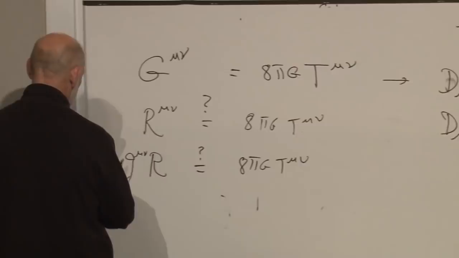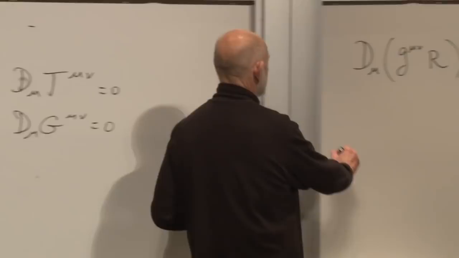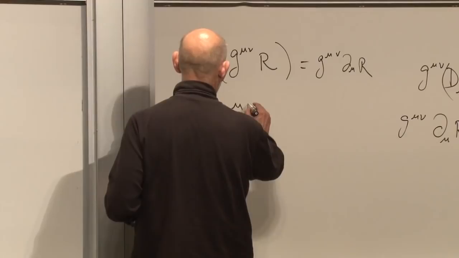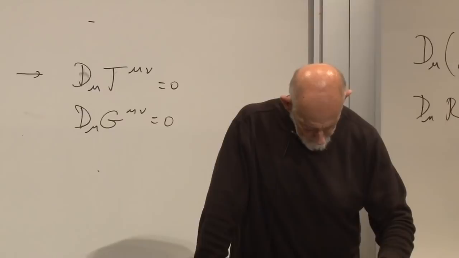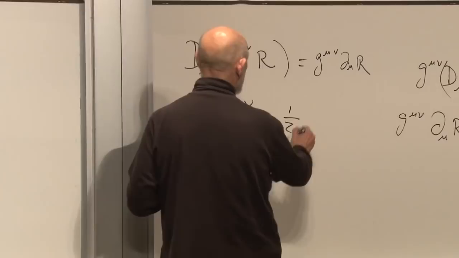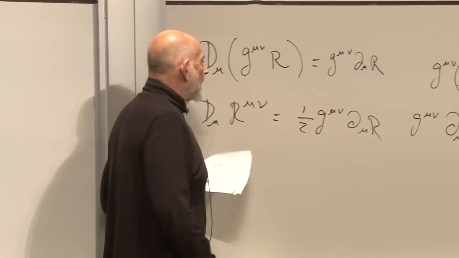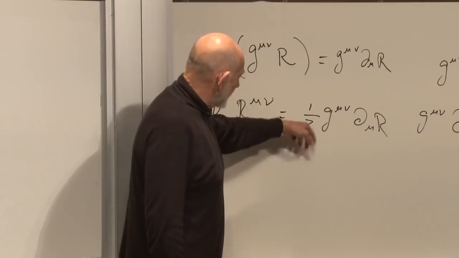What about this one? Well, we do the same thing. We calculate D mu of r mu nu. And it's a little harder, but not much. I'll tell you what the answer is. It's equal to 1 half g mu nu D mu r. Again, it can't be 0 for the same reason that this one can't be, and it happens to be exactly 1 half the corresponding covariant derivative. But now we know the answer.